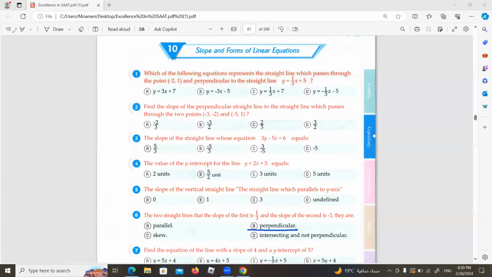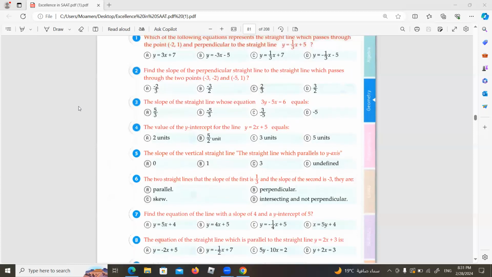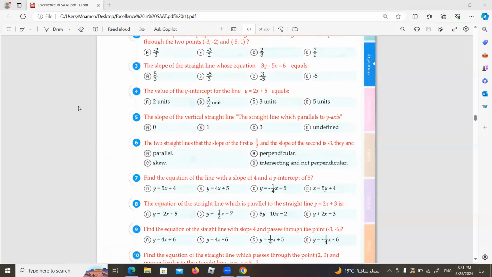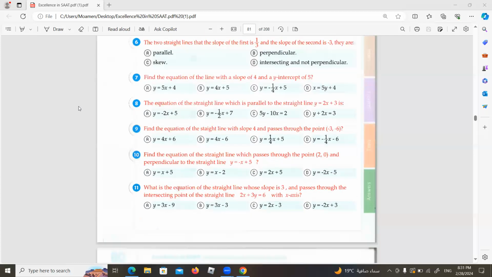Okay, and we don't have any idea about only intersecting. Only intersecting or skew, we don't have a rule for these two kinds. We're going to number 7.